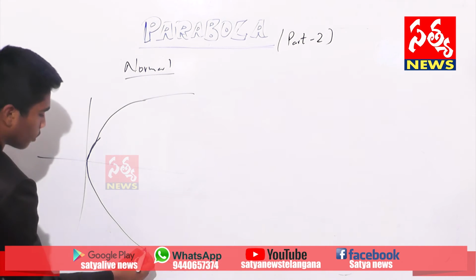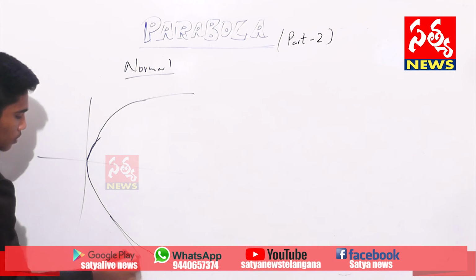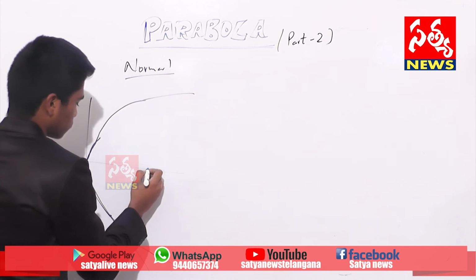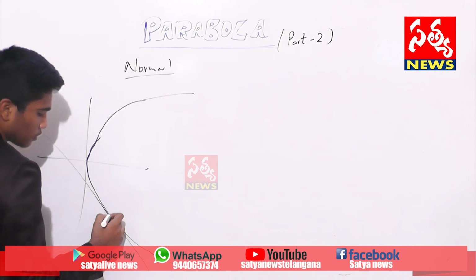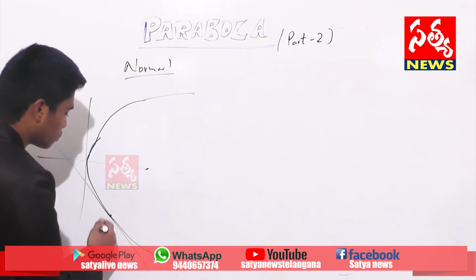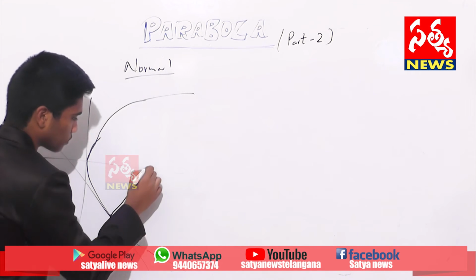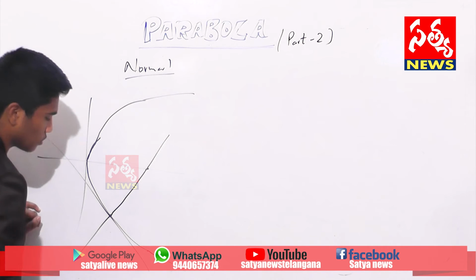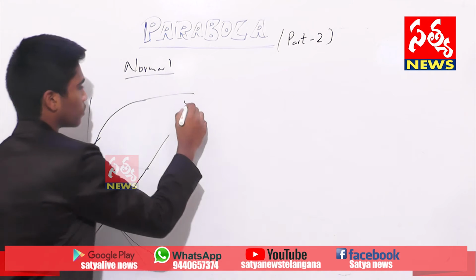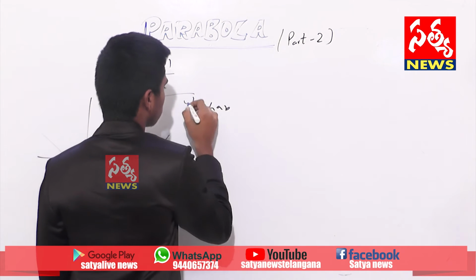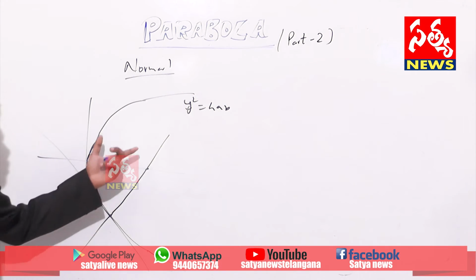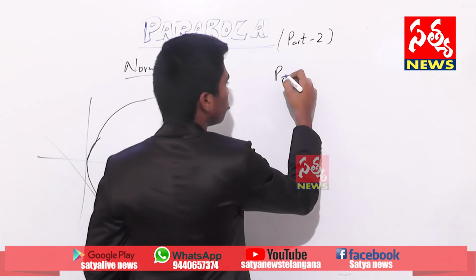This is a parabola. And let's take, this is the tangent, and we all know that normal is perpendicular to the tangent. So this is the normal for the parabola y square equals to 4ax. For deriving, first of all, let's derive the point form.